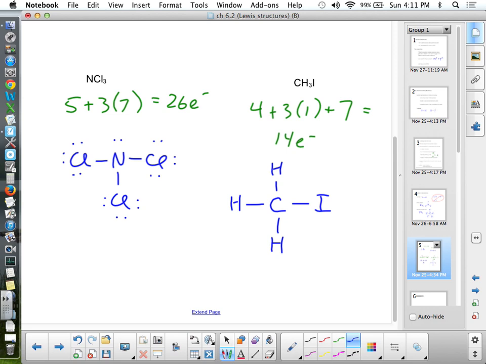Hydrogen, again following what's sometimes called the duet rule, is sharing a pair of electrons with the carbon, so it doesn't need any more electrons. So the remaining 6 valence electrons are going to go as lone pairs on the iodine, and then that way I can use up my 14 valence electrons. Okay, so there are 4 pretty straightforward examples of molecules and how you draw their Lewis structures.